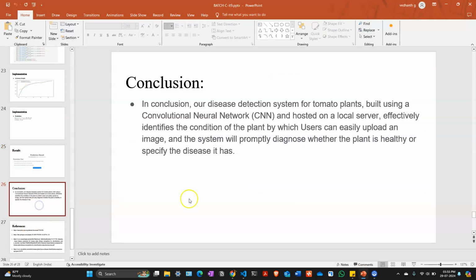Now moving on to the conclusion part of our project. In conclusion, this project is very helpful for the farmers, as it is very easy to upload images and know what diseases our tomato has and what precautions our farmers need to take in order to solve this problem. All in all, it is very helpful for our farmers.